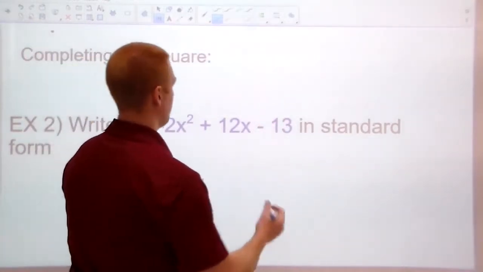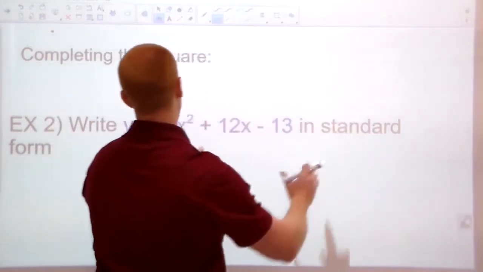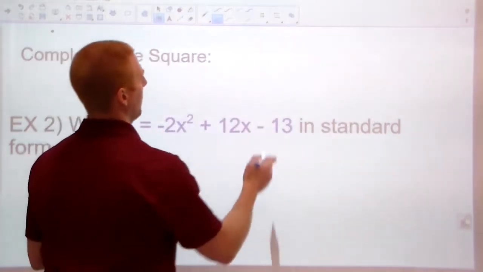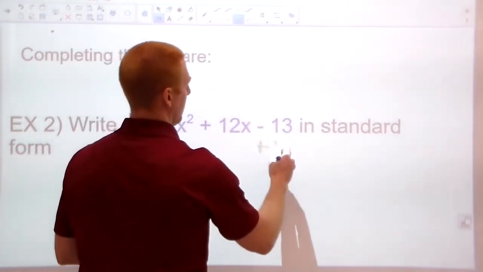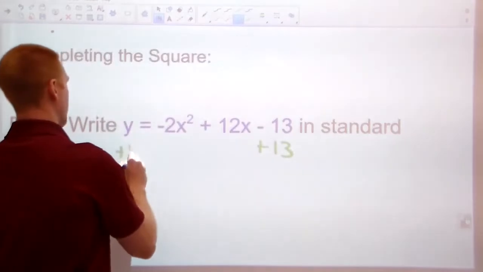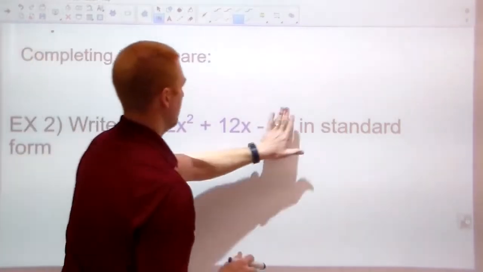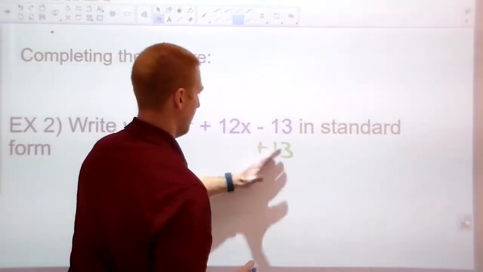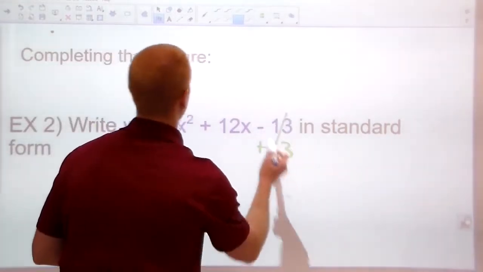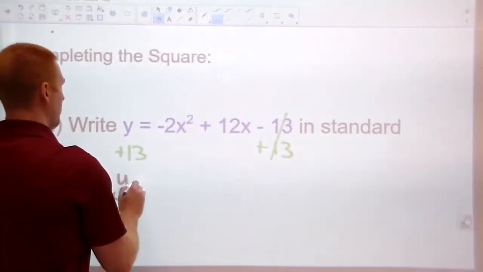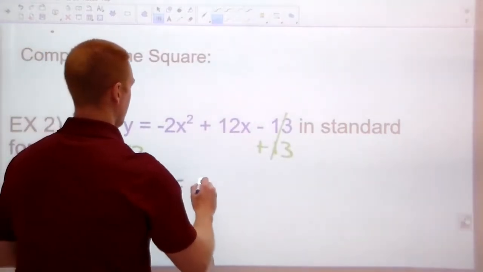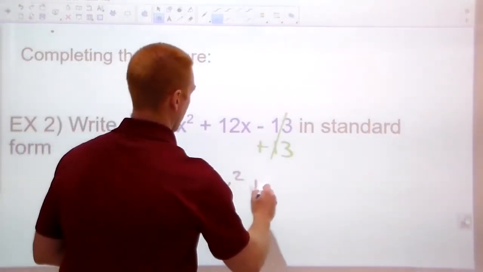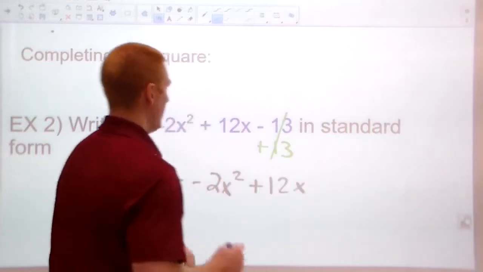You may have seen this kind of pushed to the side, which is fine. It can be done that way. What I've found over the years that seems to work the best for most all students is let's just move it to the other side. I'm just doing some algebra, so if it's -13, I'm going to add 13 to both sides, just get it out of there. So y plus 13 is -2x squared plus 12x.